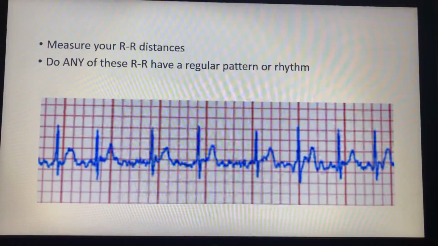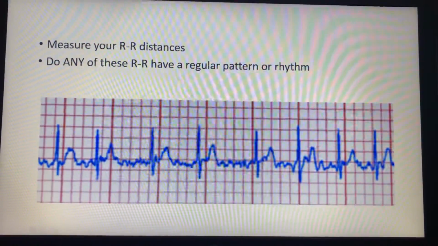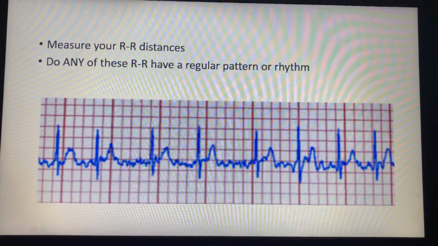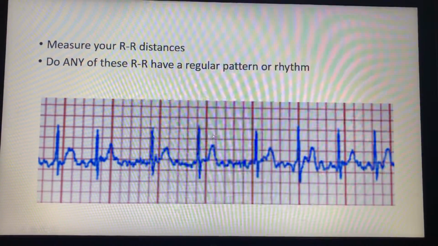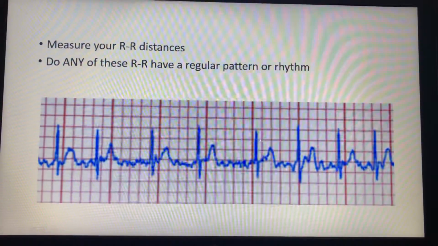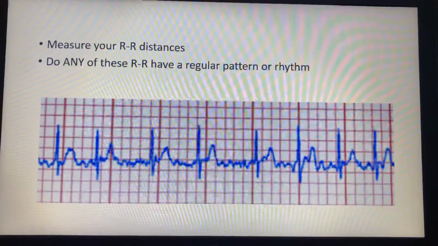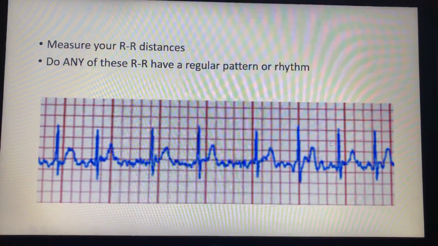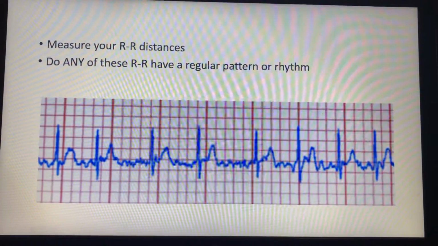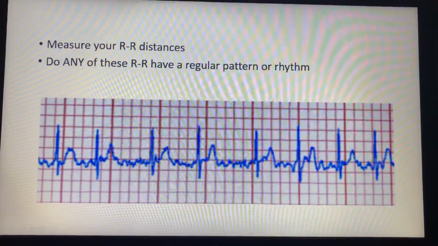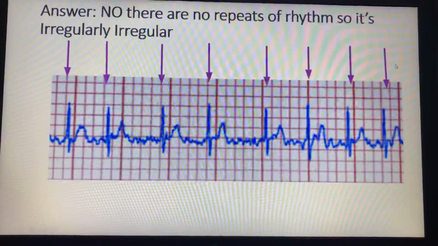So, measure your RR distances. Do any of these have a pattern or rhythm? Okay, so we've got approximately 7 boxes here, 5 boxes here, 5 boxes here, 5 boxes here, 5 boxes here. So, do you see that?